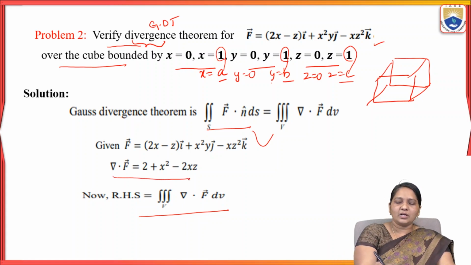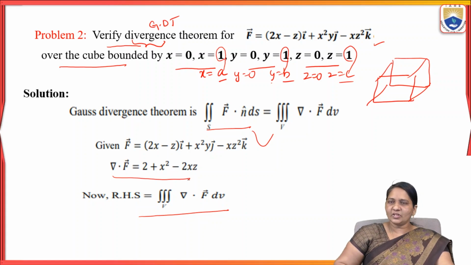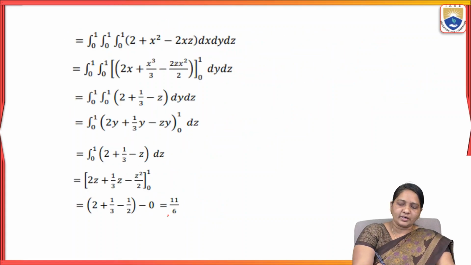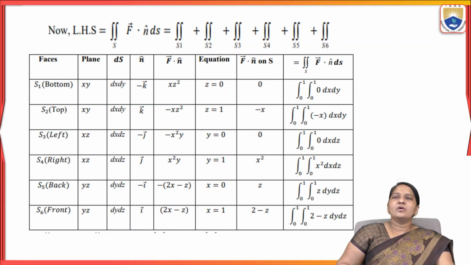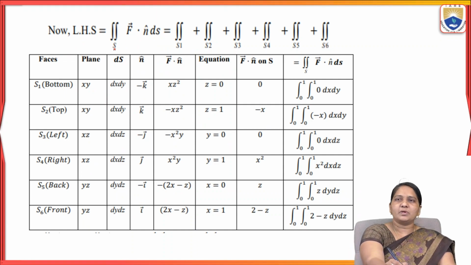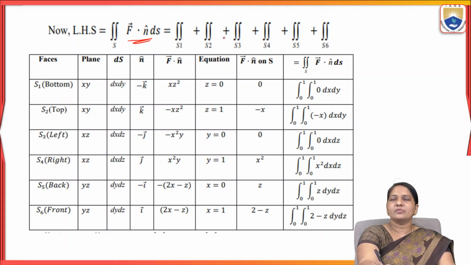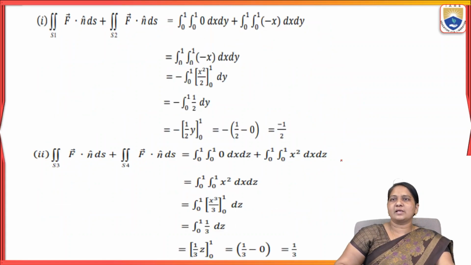So here we will get del dot F like this. When evaluating the integral for the RHS part, we get 11 by 6. If we follow the same procedure for the second part, that is the LHS part, the integral over s of F dot n ds, then first for each surface we calculate the integral value, and after that we add them. We follow the same procedure as in the previous problem for surfaces 1, 2, 3, 4, 5 and 6, and then we can evaluate this integral like this.